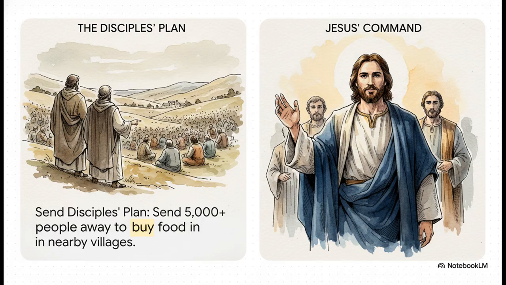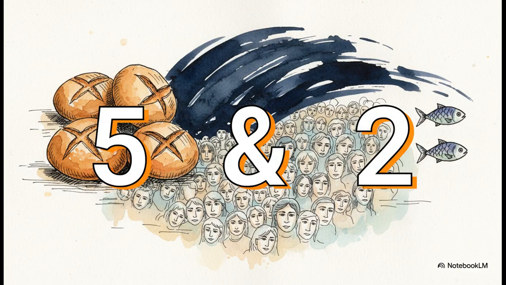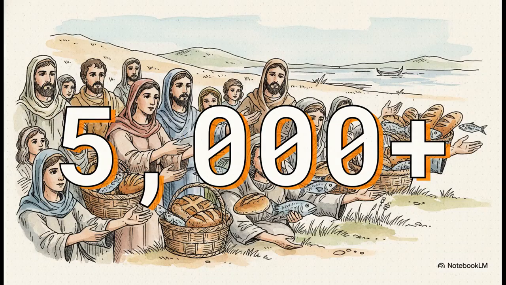No, you feed them. So they take stock of what they have, and all they can scrounge up are 5 loaves of bread and 2 little fish. For a crowd this size, that's basically nothing. The task is completely and utterly impossible by any normal standard. And yet, Jesus takes this tiny offering, he gives thanks, and he starts handing it out. And somehow, everyone eats. And remember, that number, 5,000, that probably just counted the men. So the actual number of people fed was likely way, way bigger.